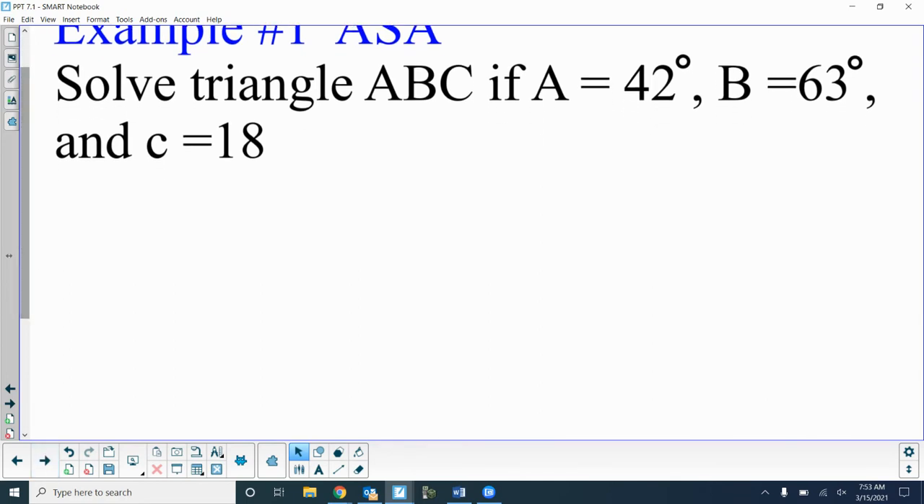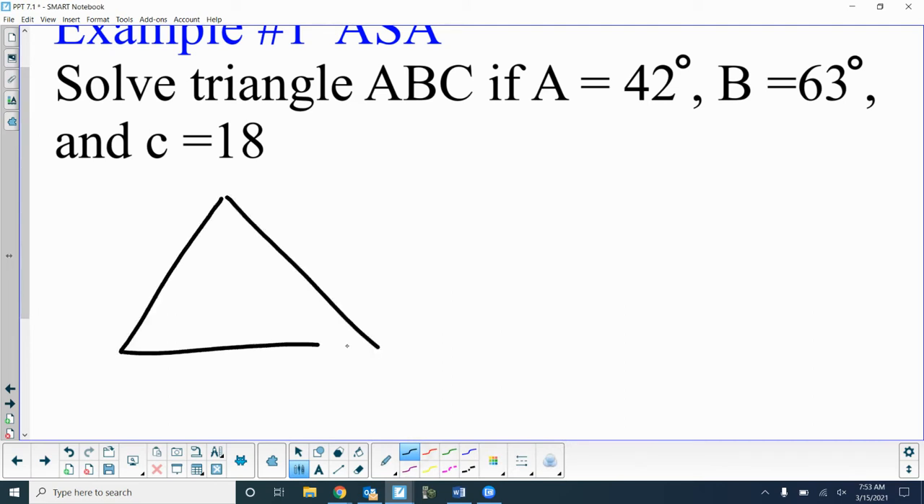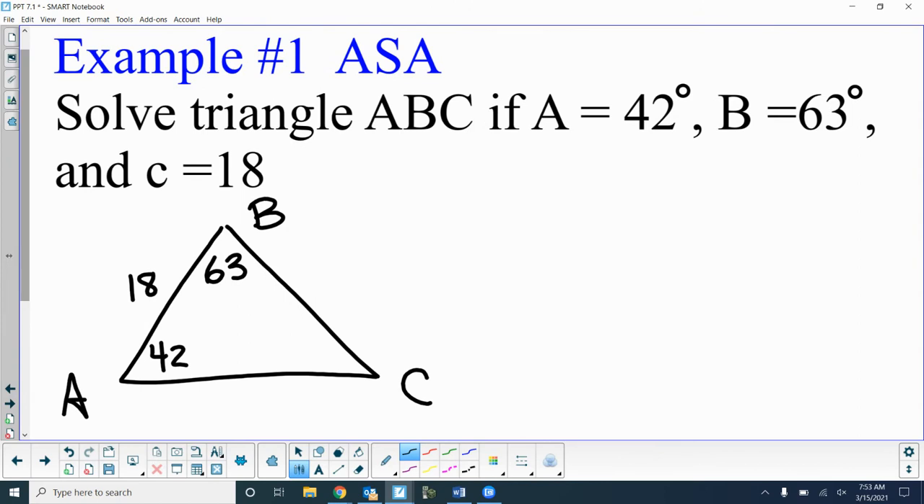So I'm going to draw a quick picture of our triangle. And again, it doesn't really matter. I usually just make them look like that. And then I label it. So angle A is 42 degrees, so that would be here. And angle B is 63 degrees. And then this is side c, so that's straight across or opposite. So if you look at the picture, I've got an angle, a side, and an angle. But the side is between the 2 angles I have.